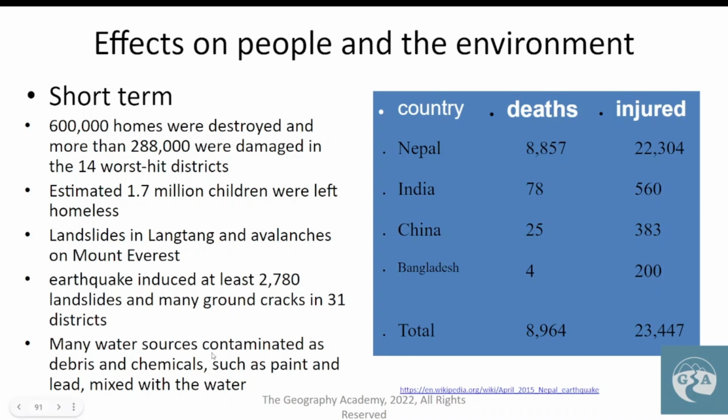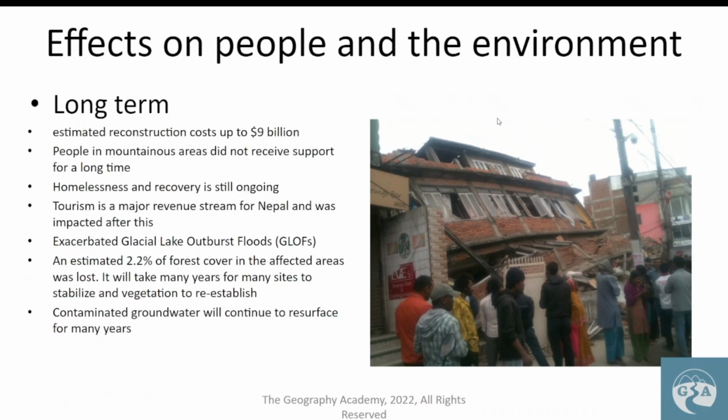Water sources were contaminated, chemicals were washed into the source as well, and this created major problems. There were also glacier lake outburst floods. We can see that Nepal, because the epicenter was there, was the most damaged. Other countries had lower population densities close by, and the seismic waves that traveled were still causing damage and injuries to people and still causing deaths, but Nepal felt it the most and got the brunt of the impacts there.